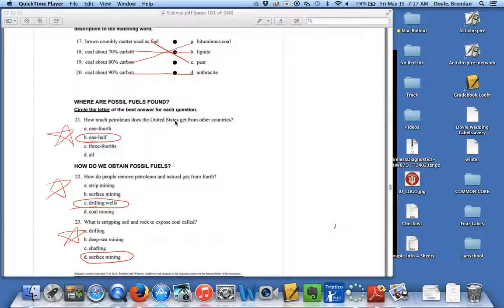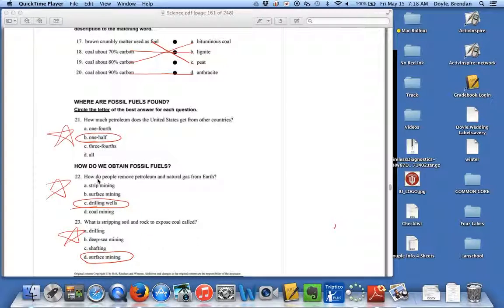How much petroleum does the United States get from other countries? About half our petroleum we have to go to other countries to get, which causes problems because some of those countries aren't very nice countries, and we have to give them a lot of money for petroleum. When we have to transport that petroleum around the world, there could be accidents and oil spills. So it's controversial. There's a lot of consequences to buying petroleum from other countries.